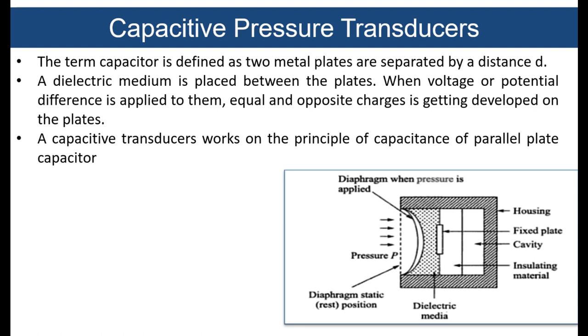Capacitive pressure transducer. A capacitor is defined as two metal plates separated by a distance D. A dielectric medium is placed between the plates. When voltage or potential difference is applied to them, equal and opposite charges develop on the plates. A capacitive transducer works on the principle of capacitance of a parallel plate capacitor.